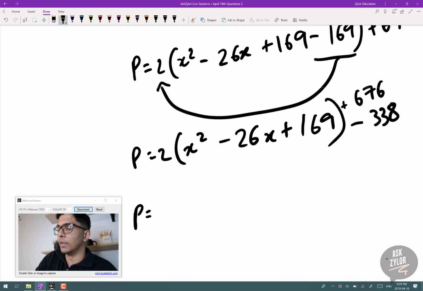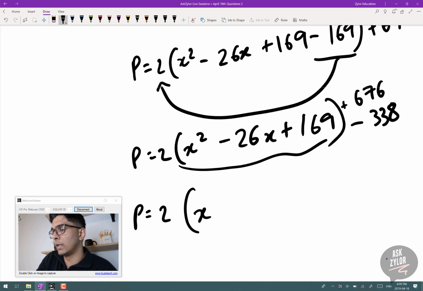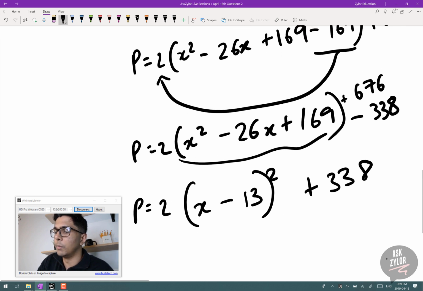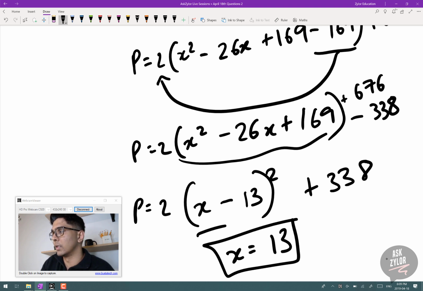So this simplifies to, I can make this a perfect square now. So I have x, it's going to be minus 13 squared plus 338. So when does the minimum occur? When my x is equal to 13. That's where my vertex is.